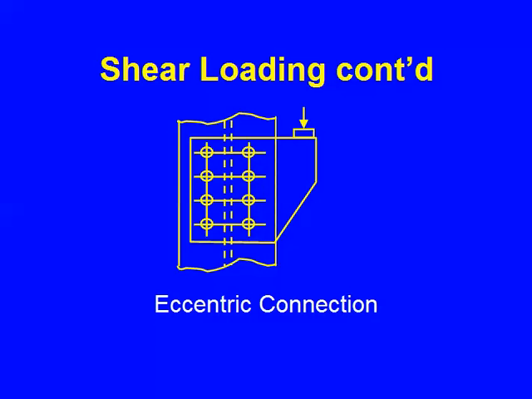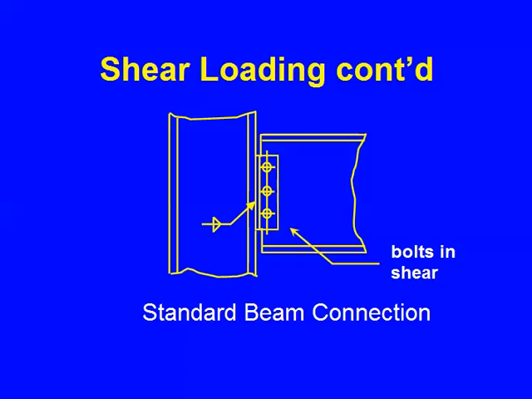So-called standard beam connections, where you have one line of bolts, it would be reasonable. Experience shows us that it's reasonable to neglect the eccentricity. If you have 2 lines, then you usually include it because it does have a more significant effect. So those bolts are in shear. Let's leave that for a few moments and look at bolts loaded in tension.